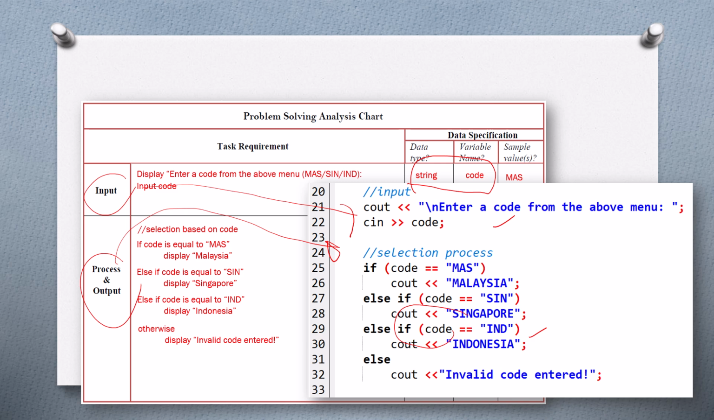So you need to translate the pseudocode here into the corresponding C++ statement. So if code is equal to MAS, when you translate it directly to C++ code, it becomes if code is, you see the equality there, equals to MAS, then display. Display, when you translate it to a C++ statement, becomes cout. And the same goes for Singapore and Indonesia. Else, otherwise, if none of the codes matches, then you want to display invalid code entered.